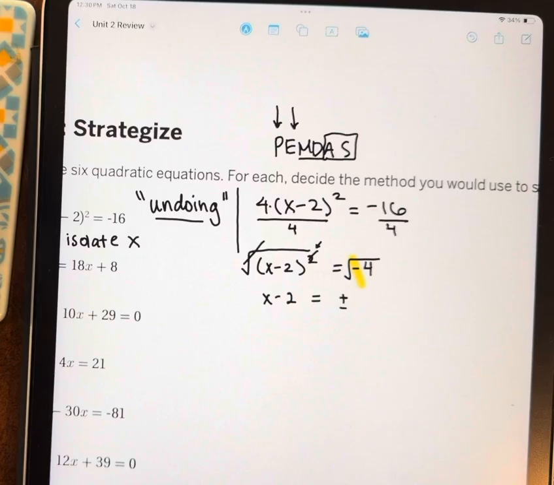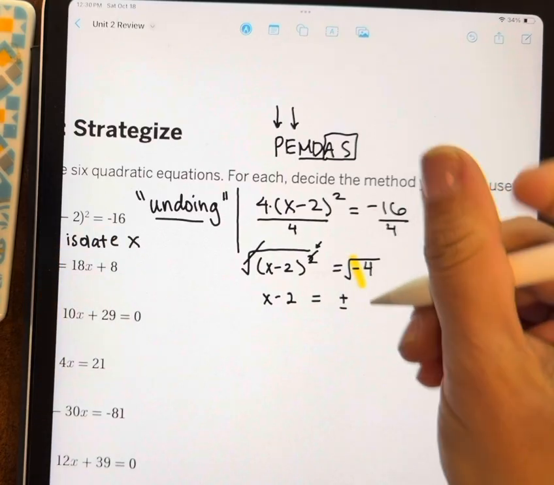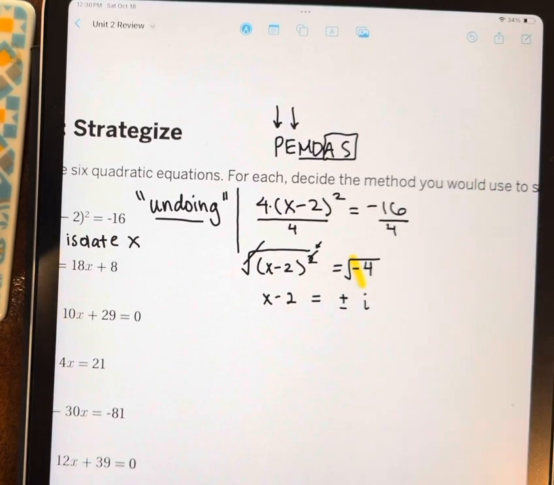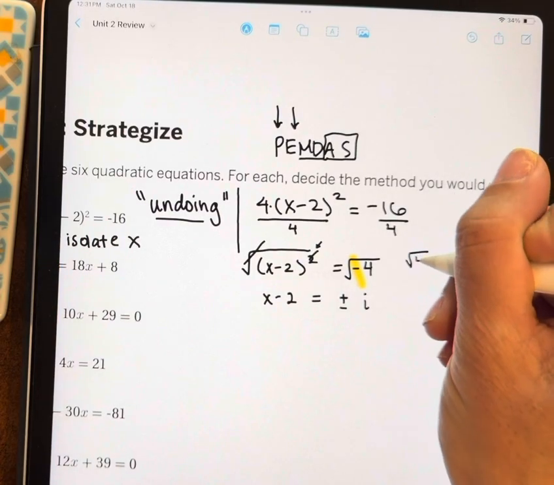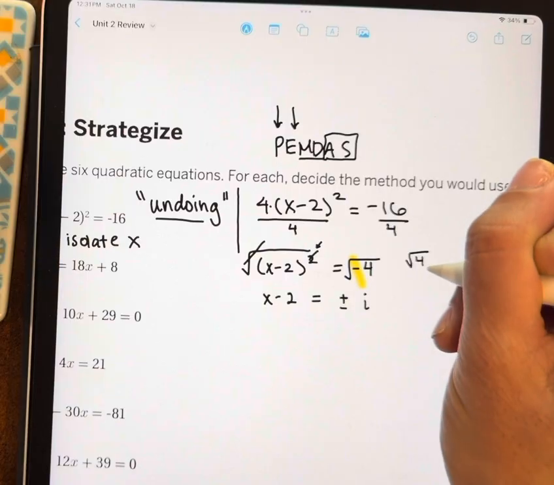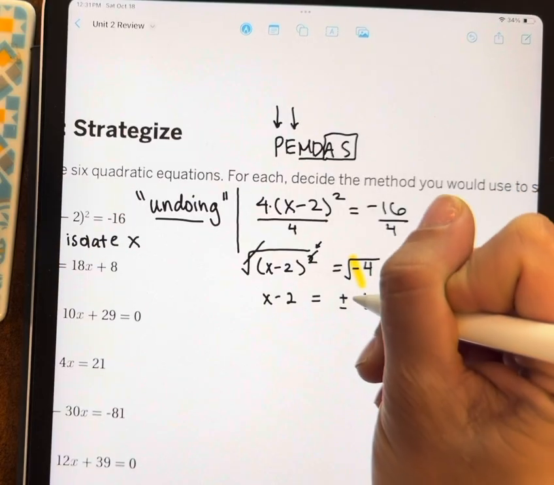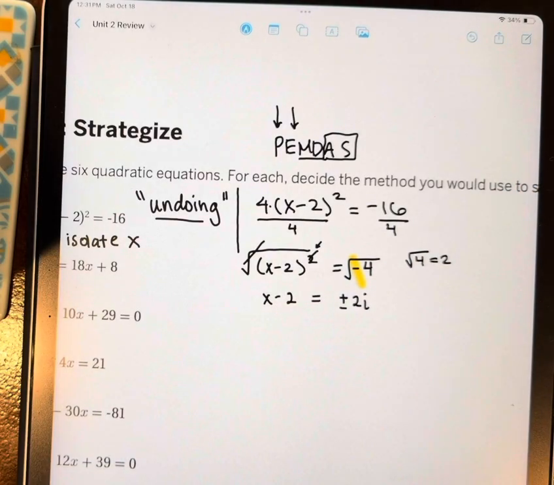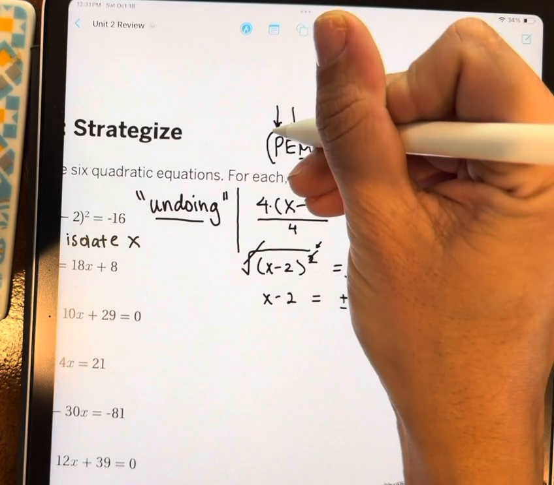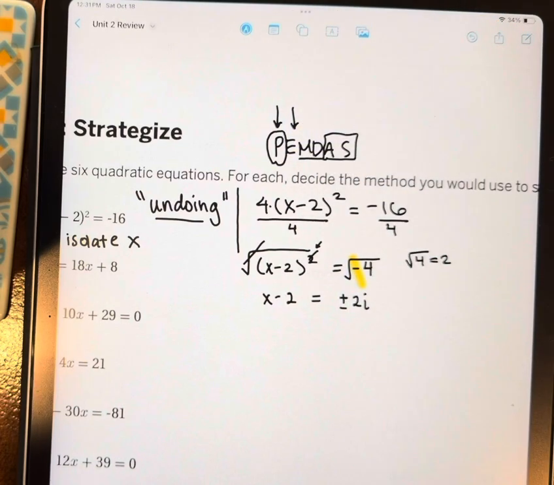The negative inside the radical will become an i. Okay, so we took care of the negative. Now you can pretend it's not there. You could just pretend this is now square root of 4. And the square root of 4 is 2. So here we are, plus or minus 2i. And then the last thing is inside the parentheses, we need to eliminate.